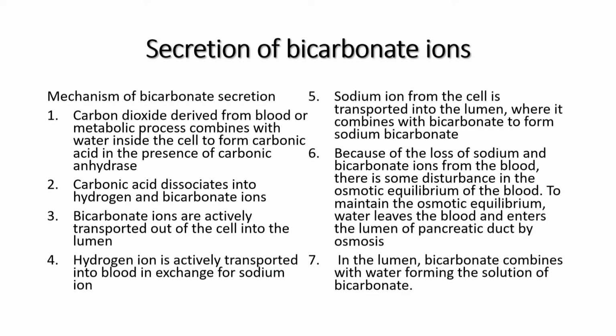Secretion of bicarbonate ions. Mechanism of bicarbonate secretion. Carbon dioxide derived from blood or metabolic process combines with water inside the cell to form carbonic acid in the presence of carbonic anhydrase. Carbonic acid dissociates into hydrogen and bicarbonate ions. Bicarbonate ions are actively transported out of the cell into the lumen. Hydrogen ion is actively transported into blood in exchange for sodium ion. Sodium ion from the cell is transported into the lumen, where it combines with bicarbonate to form sodium bicarbonate.